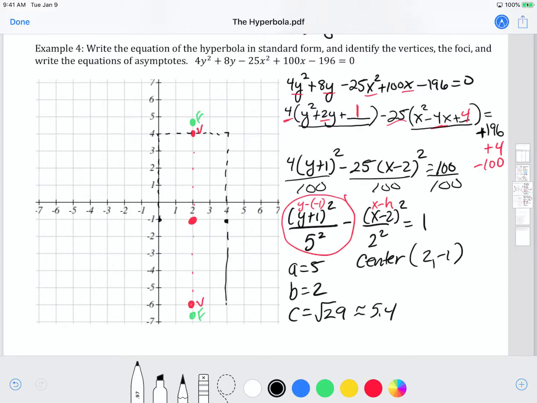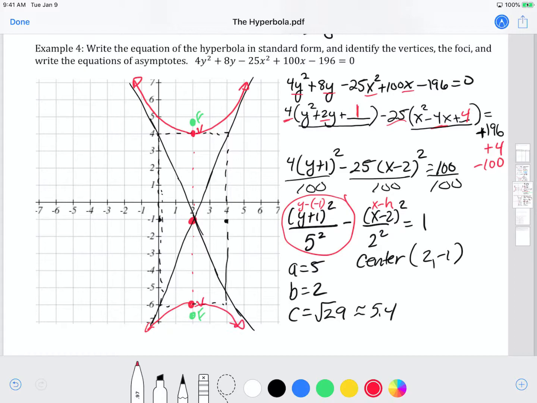So that way I can draw my asymptotes. My asymptotes are going to come up through the corners of the box, through the center. I'm not doing a very good job drawing this, but you guys get the idea. And then to draw the hyperbola, I come up from my vertex and come close to my asymptotes this way.